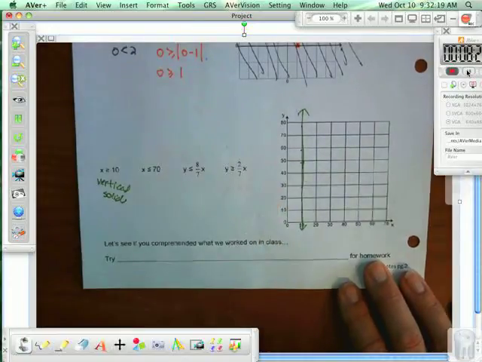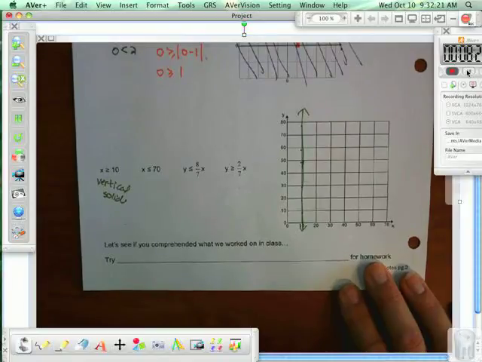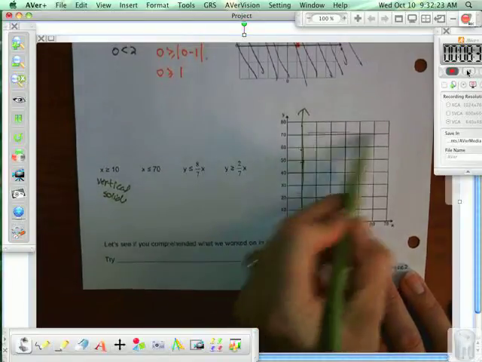Okay, and then it says everything is greater than or equal to 10, all the x values, so I shade this side.